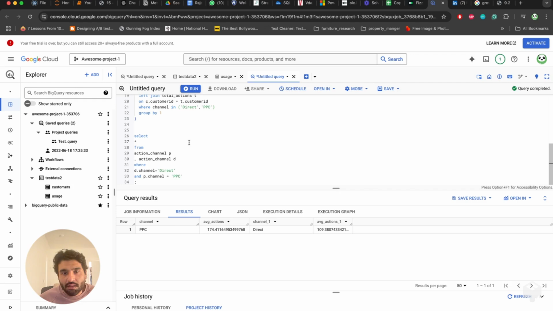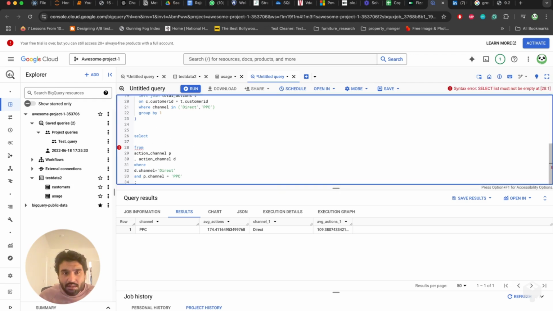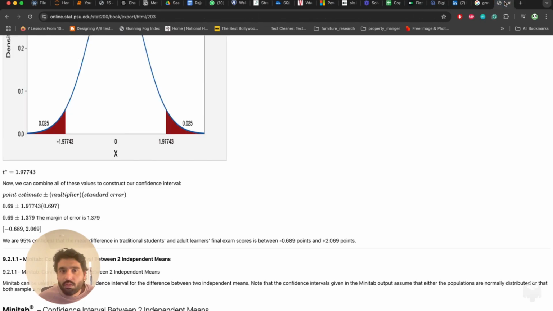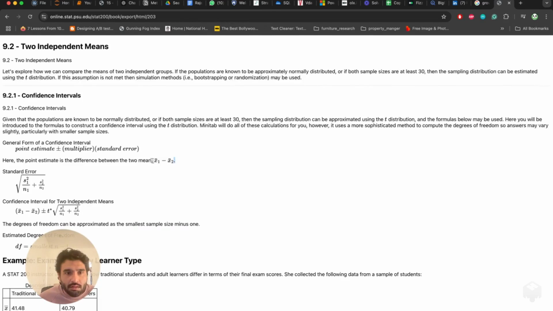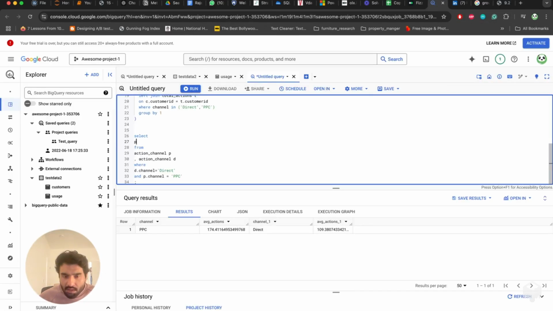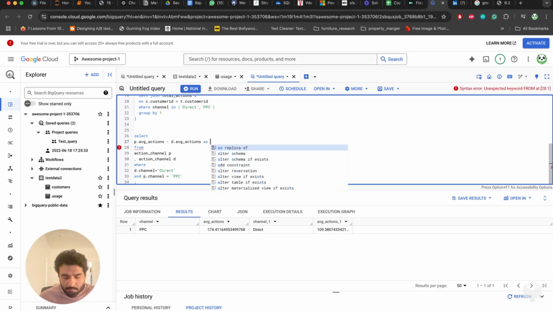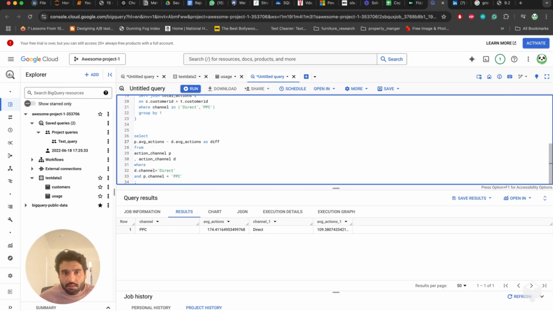Now it's easier for us to calculate the test statistic. So what is the test statistic? We need this difference, the difference between the means. So let's calculate that first. So P dot average actions and D dot average actions as difference. So that's the first one.